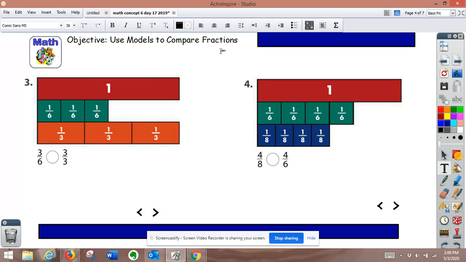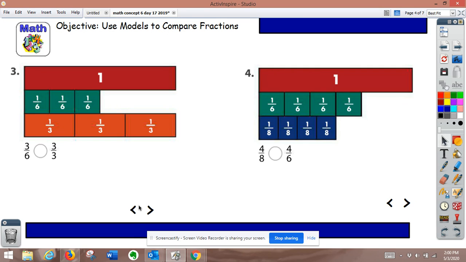Use models to compare fractions. Here's a type of model, these fraction strips. I'm going to compare 3/6 and 3/3. They've already got them down for us here. There's 1, 2, 3/6, 1, 2, 3/3. I can see that 3/3 is greater than 3/6. In fact, 3/3 is one whole, isn't it? Look, it's the same. It's equivalent to one whole.